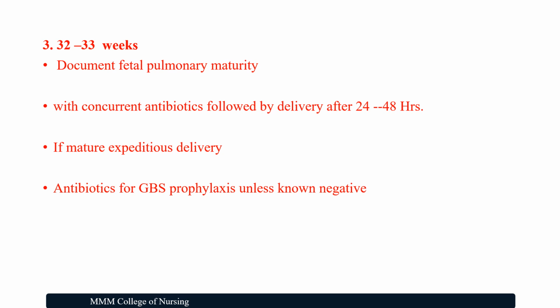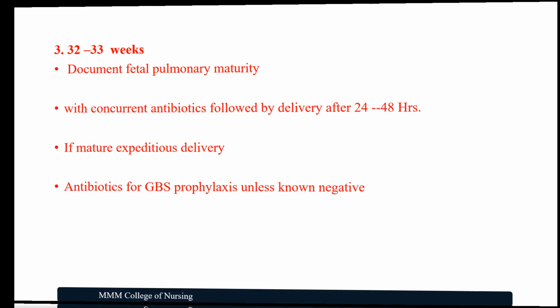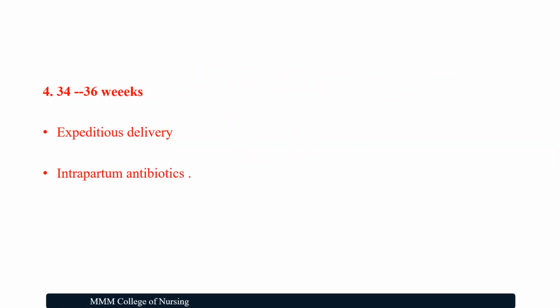If it is 32 to 33 weeks, document fetal pulmonary maturity with concurrent antibiotic, followed by delivery after 24 to 48 hours. If mature, expeditious delivery, with antibiotic for GBS prophylaxis unless negative. And at 34 to 36 weeks, expeditious delivery with intrapartum antibiotic.